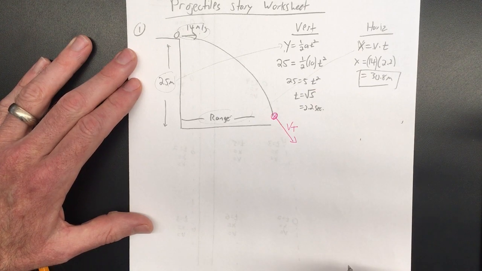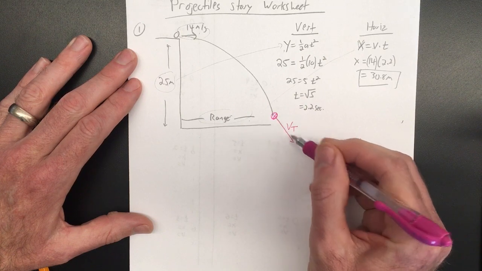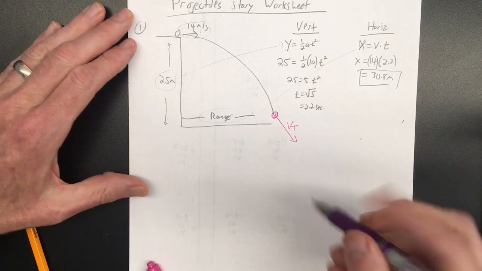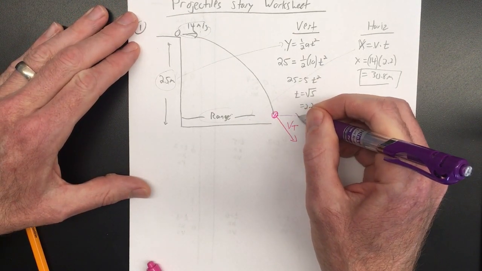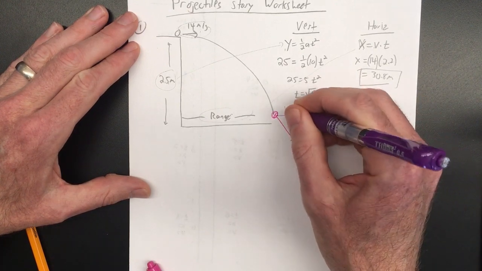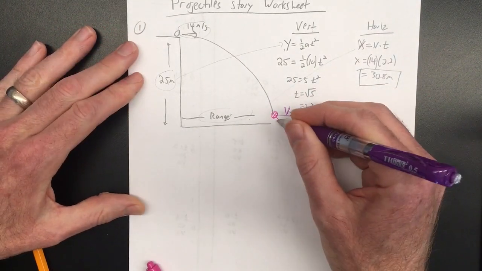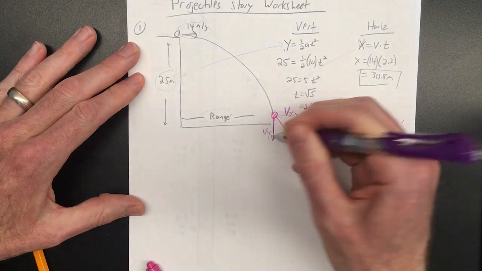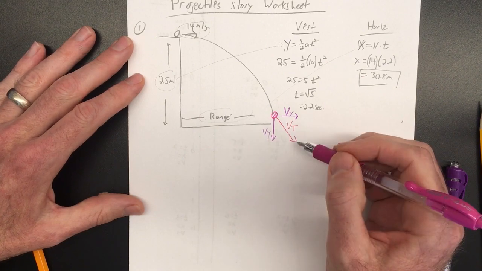In order to figure things out like this using vectors, we can't really just deal with something that's going off at a funky angle. We need to split it up into components. So just before it hits the ground, it's got a horizontal velocity, which I'm going to call Vx. And it's got a vertical velocity, which I'm going to call Vy. So it has a Vx and a Vy, and I can add those up in order to get the total.